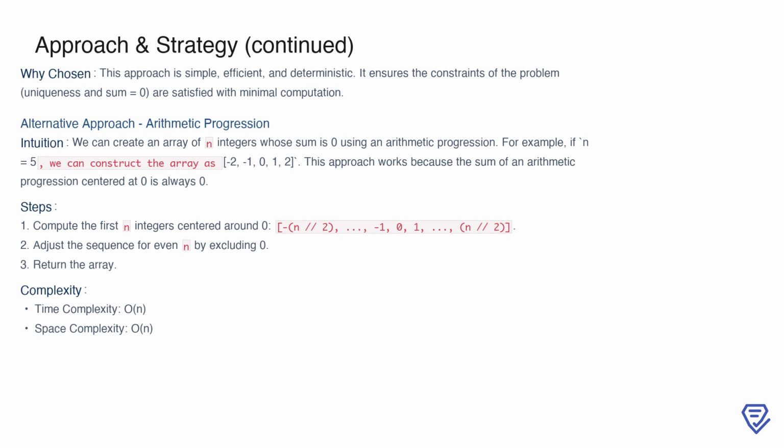Now, while there is an alternative method involving arithmetic progression, it is slightly more complex. In this method, we create an array of n integers summing to 0 by centering an arithmetic progression around 0. For example, if n is 5, the array could be -2, -1, 0, 1, 2. The logic works because the sum of such a progression is always 0. The steps involve computing the sequence symmetrically and adjusting it for even values of n by excluding 0.